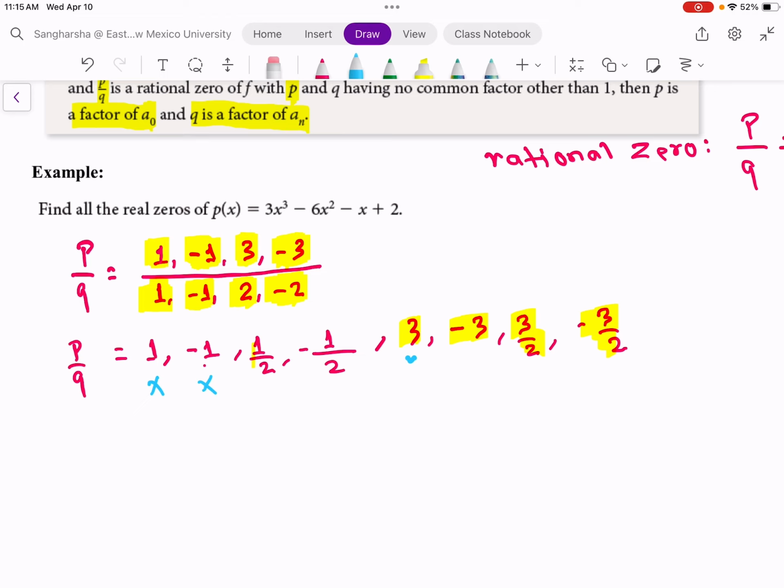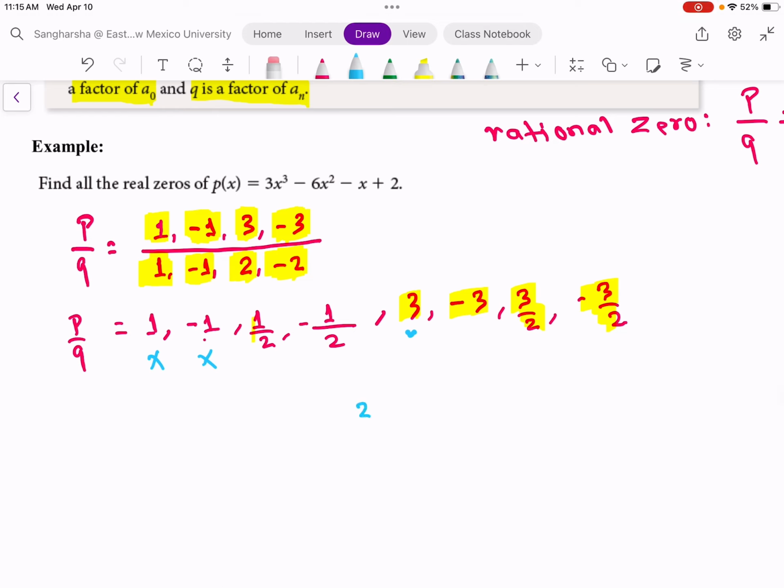Okay, what do we do? We just substitute this number for each x, and we look for the number that gives us 0. Let's find one, at least one. Looks like 3 is okay. So let's substitute here. We have 3 times 27 minus 6 times 9 minus 3 plus 2. So this is 81 minus 54 minus 3 plus 2. We don't get 0 here, right? So we don't get 0 for 3.